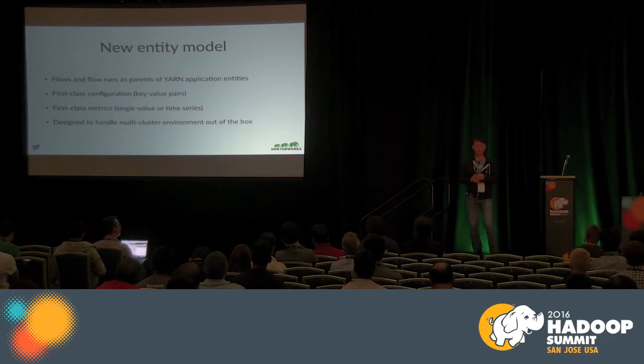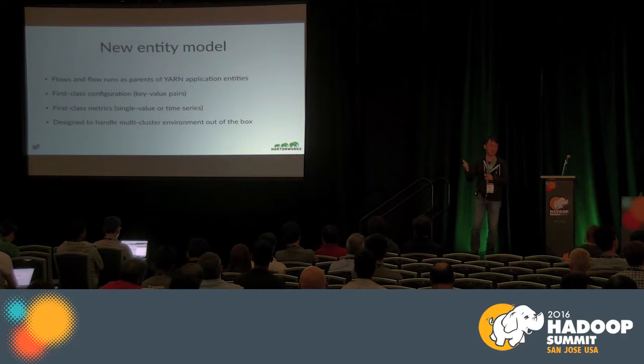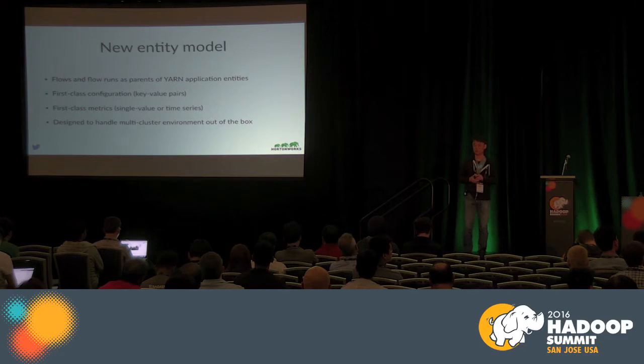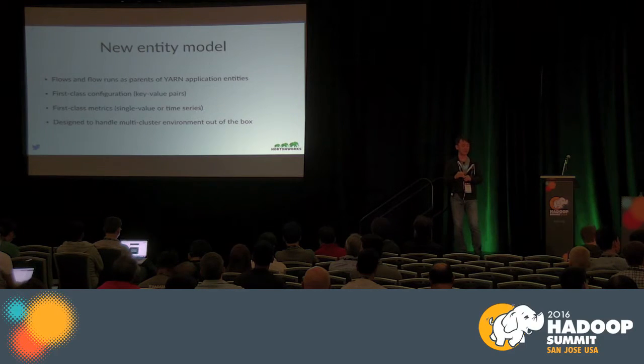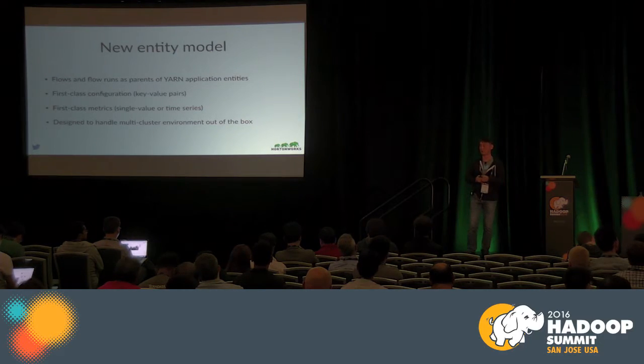Okay, let me talk about the new entity model a little bit. The first thing we did was add the notion of flows and flow runs as parents of yarn application entities. And I'm going to get into that in a minute. The next thing we added was making configuration and metrics explicit top-level attributes of yarn entities. A third thing that we also focused on was designing the system so that it can handle a multi-cluster environment out of the box, from the storage to the reading layer, so that you can really have a multi-tenant or multi-cluster timeline service available in your environment.